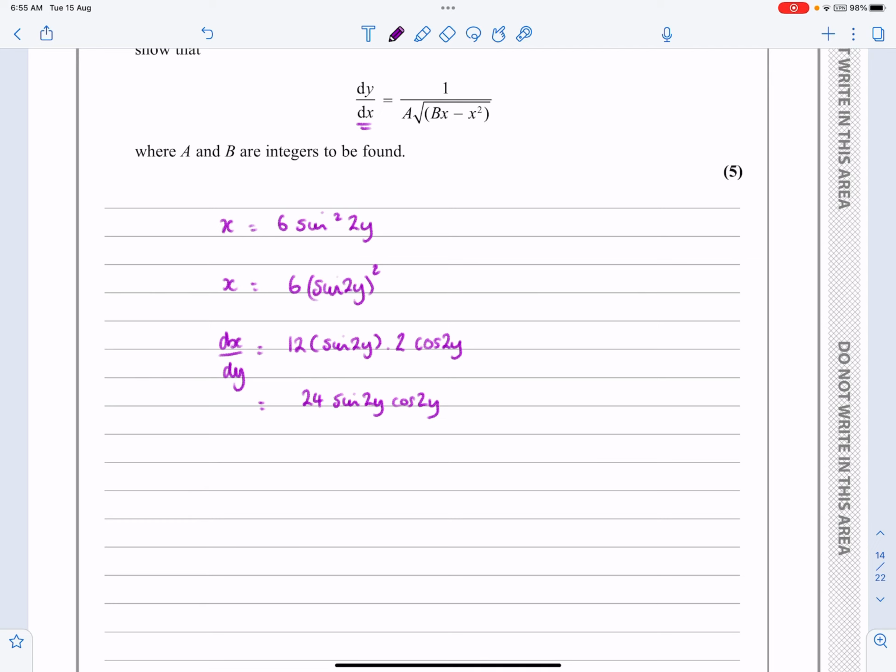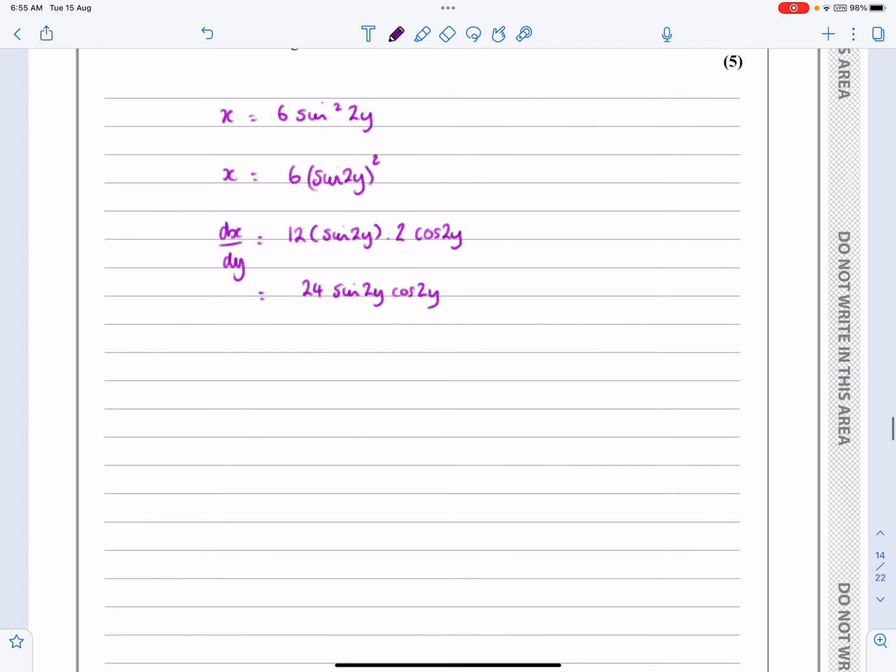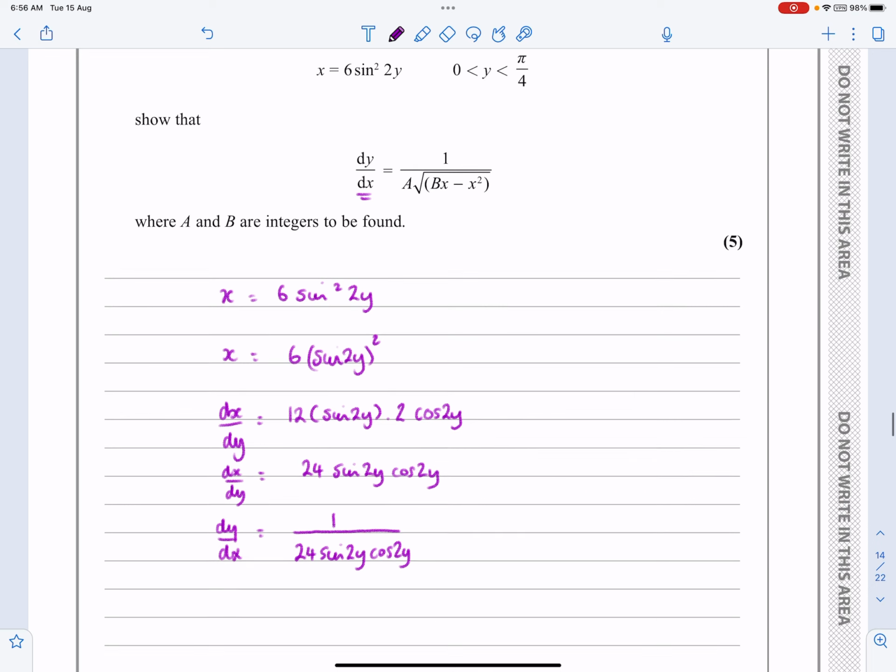But then that's dx by dy, and what I want is dy by dx. So that's dx by dy. So dy by dx is just 1 over it. Flip it upside down. 24 sine 2y cos 2y. Now, have we got the answer?